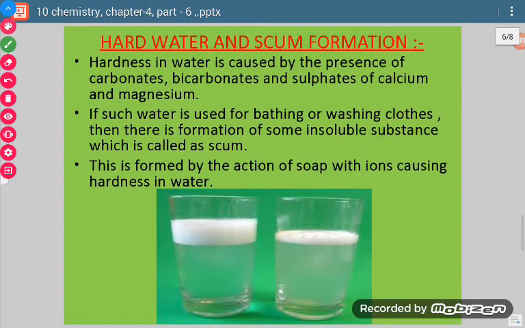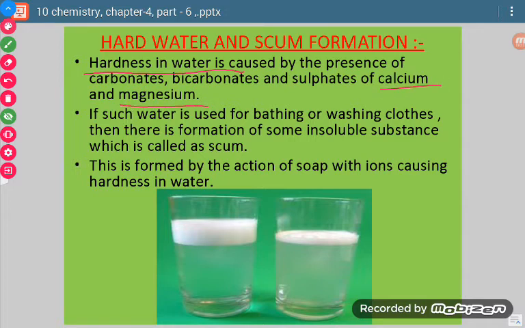Now there is formation of scum also. So first of all, what is scum and how is it formed? First of all we should know about soft and hard water. Water which does not produce lather properly is called hard water, and water which can produce lather properly is called soft water. Now how is hardness caused in water? Hardness in water is caused by the presence of carbonates, bicarbonates, and sulfates of calcium and magnesium.